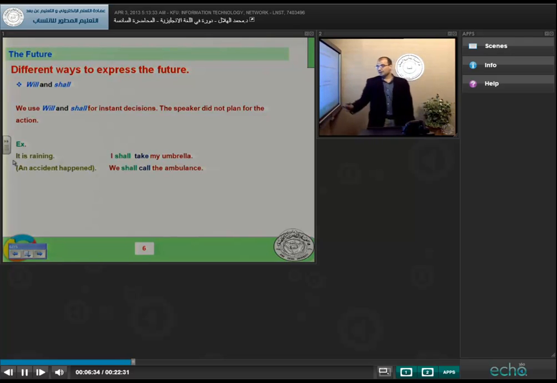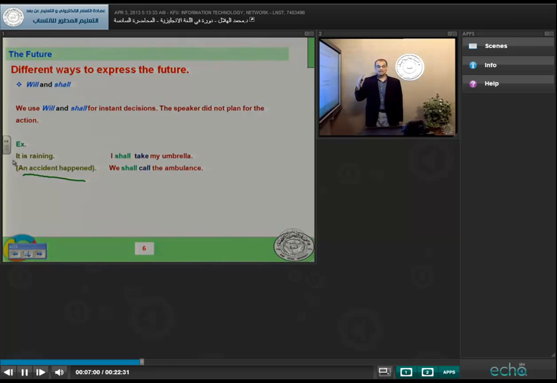Again, if we have a context where we have an accident, people will not sit down and start thinking, will we call the ambulance? No, we will call the ambulance. So the action happens on the spot, immediately, without planning. There is no arrangement for people to think, oh, shall we call the ambulance or not? We shall call the ambulance. So the decision is taken immediately, without any arrangement, without any planning. It happens on the spot.